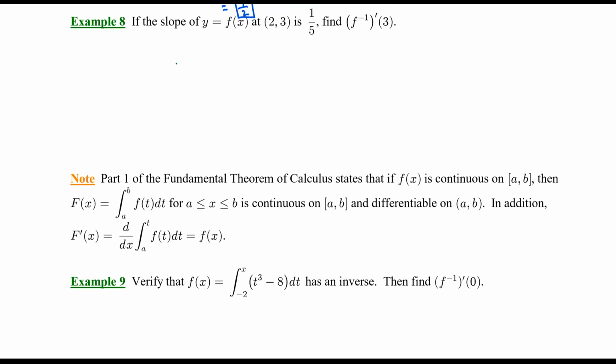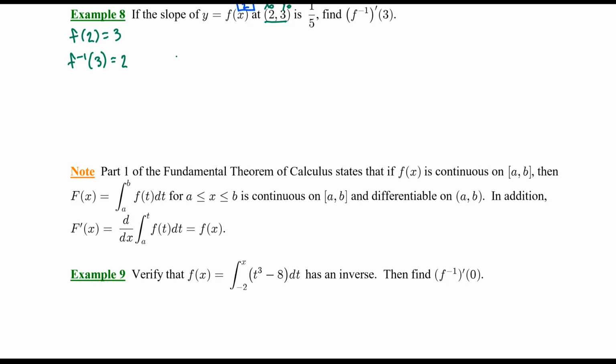If the slope of y equals f of x at ordered pair (2, 3) is 1/5, find the derivative of the inverse at 3. Now, it helps to sort out x naught and y naught, f and f inverse, so I'm just going to write some information over here. Notice this point belongs to the function f this time. So we could observe f of 2 equals 3. Similarly, we could reverse that and say f inverse of 3 equals 2. Thus, x naught is 2, y naught is 3.